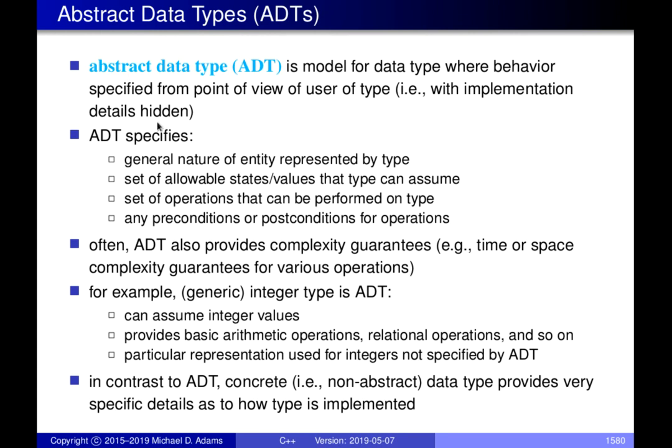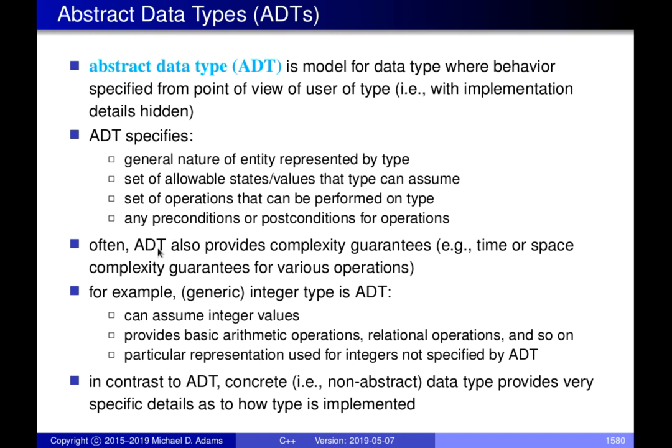The ADT typically specifies the general nature of what you're representing, like it's a container, and it stores maybe homogeneous elements, of the same type. It specifies the set of allowable states it can have: if it's a container, it can be empty, it can be full, it can have some number of elements in it. It specifies the operations that can be performed on it: you can add things, remove things, completely blow away the container, destroy it, create a new one. And then maybe some preconditions and postconditions for operations, like if you're trying to remove an element, the container can't be empty. These are typically things associated with an ADT.